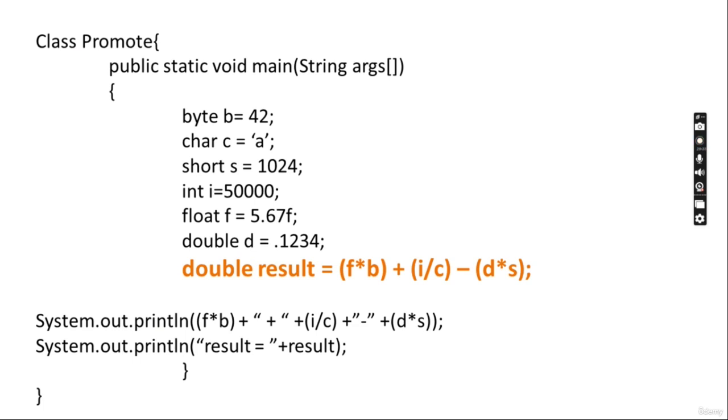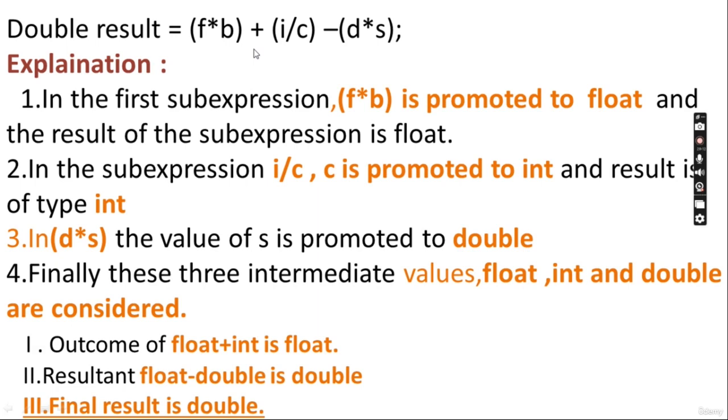Now you will see an example. byte b = 42, char c = 'a', short s = 1024, int i = 50000, float f = 5.67f, double d = 0.1234. Now double result = (f * b) + (i / c) - (d * s). That is float and byte, then int and char, then d into s, that is double and short. So the result is here.